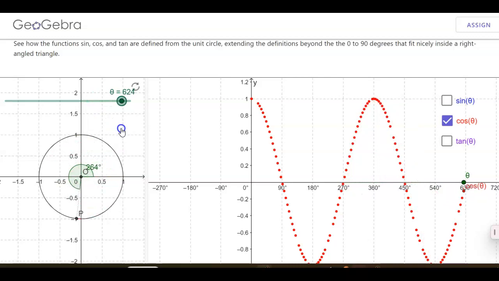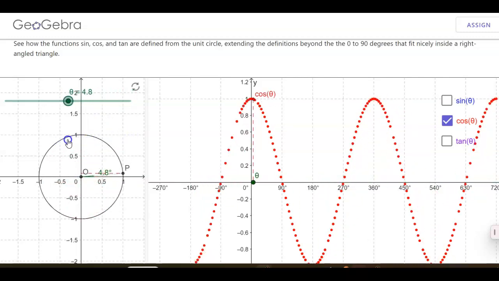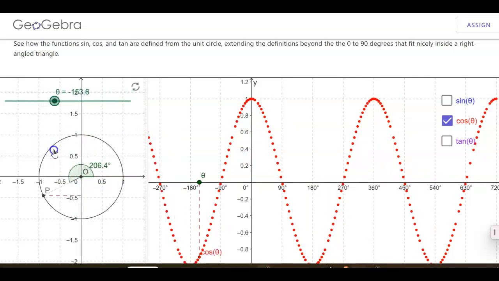It just keeps on repeating over and over, just like the sine did. So the only thing different between the sine and cosine is the starting point. You'll notice that the wave is actually the same exact graph. I just shifted this over a little bit. They'd overlap exactly.